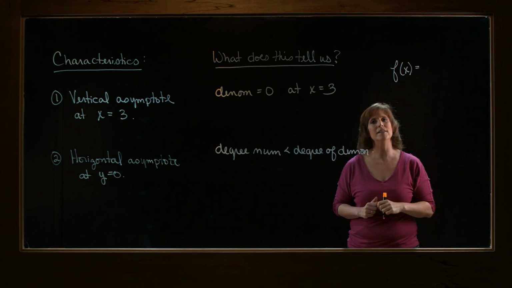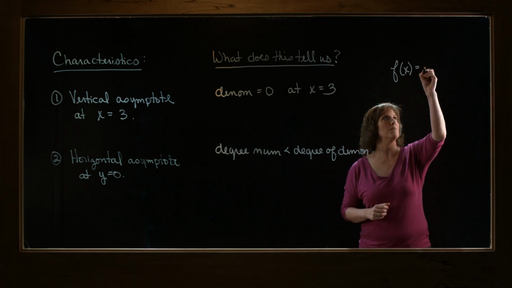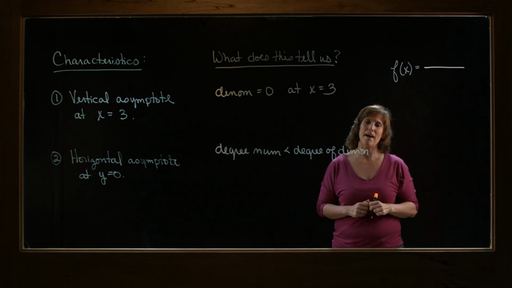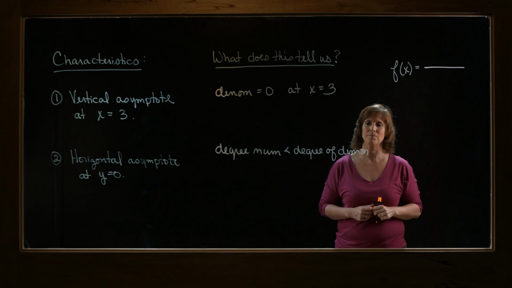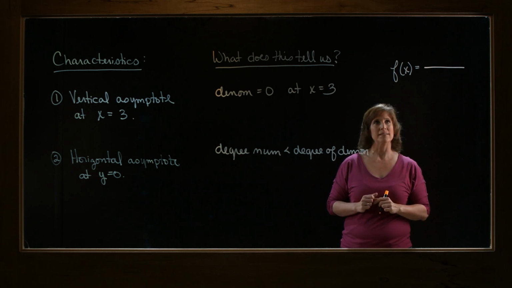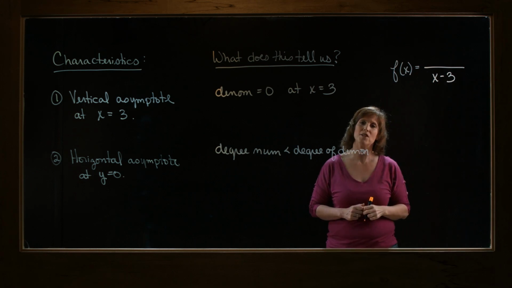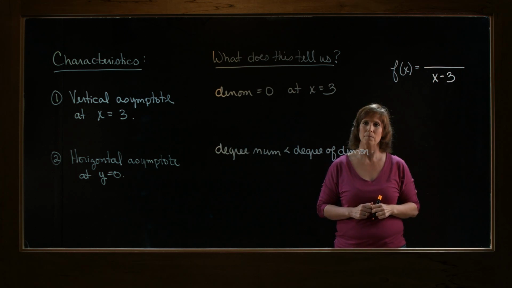I know I want a denominator to be 0 when x equals 3, which indicates to me that my function should have a fraction form. It should be a rational function. So when will the denominator equal 0 when x is 3? Well, one option is that it happens when that denominator is x minus 3.